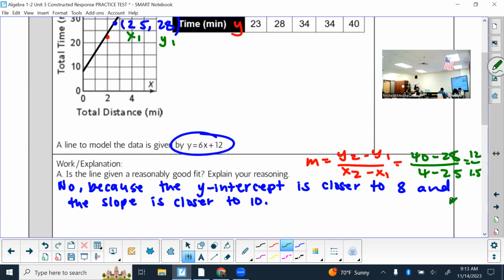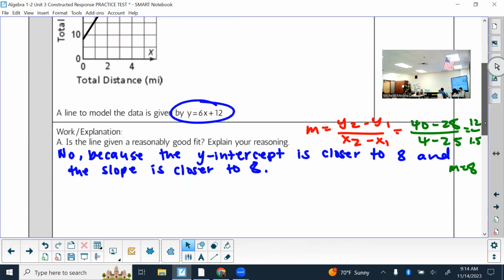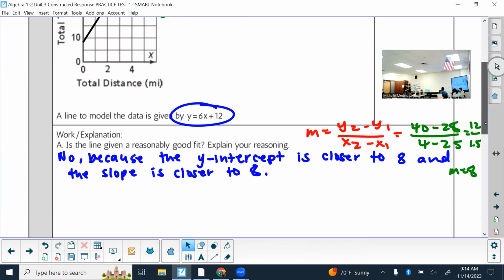And I'm out of room a little bit, so I'll write my calculations over here. But I would say no, because the y-intercept is closer to 8. I would agree with you there. It looks like either an 8 or a 9. And the slope is closer to 8. And then you could include your calculations of that to help explain your reasoning. Make sense? All right. So yeah, that's just a bit farther off. I mean, it's not completely far off, but there's a better line of fit for the model.